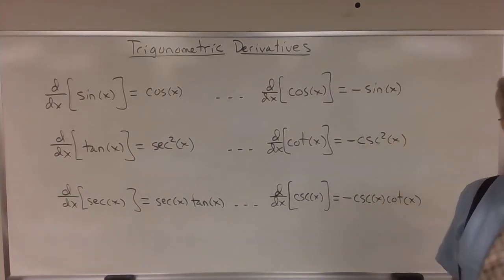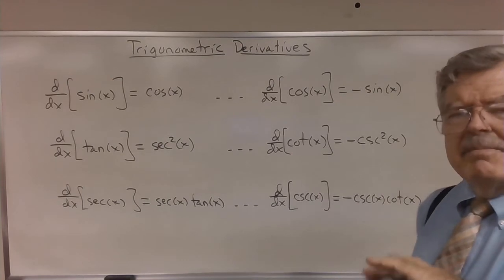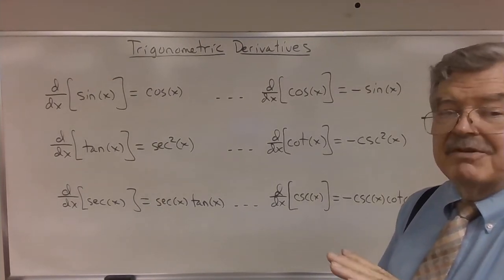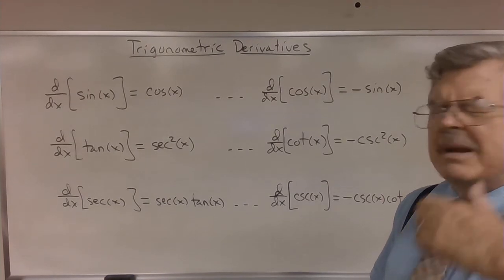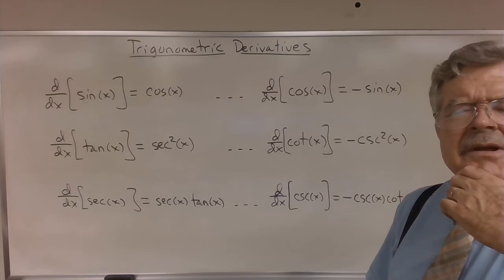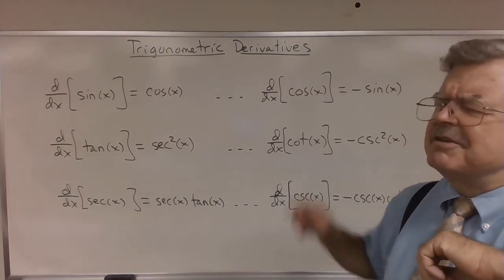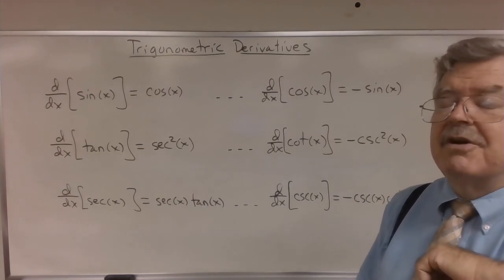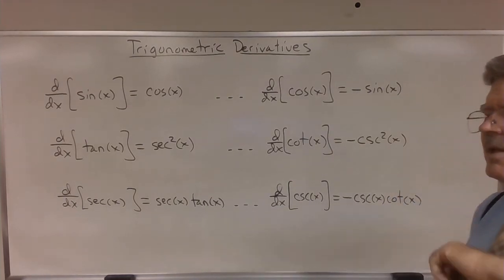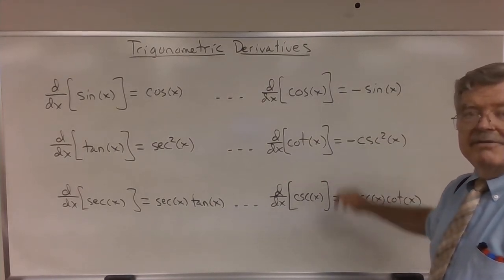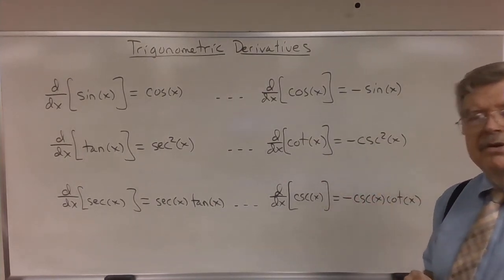Negative cosecant squared. It's a good memory aid for me, especially when I've gone about 6, 8 months and I haven't taught calculus. And I go, wait a minute, derivative of tangent is secant squared. So derivative of its cofunction, cotangent, will be cosecant squared, and we change the sign out front. It's a good memory aid.